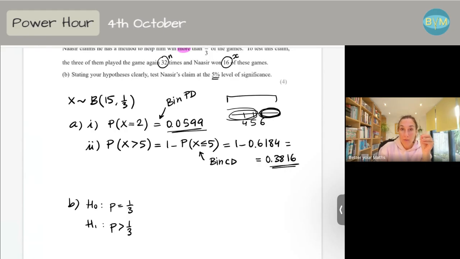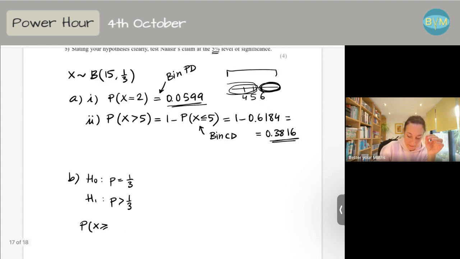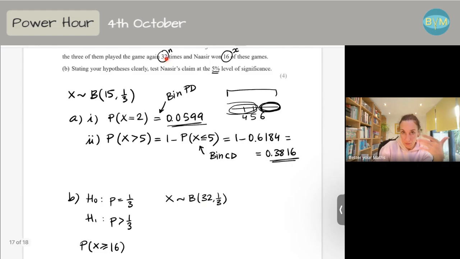And now what we are going to do is to check what is the probability of getting the observed value or more. So if we are testing greater, we are going to check what is the probability of X being greater or equal, always with the equal, the observed value, which is 16. And we have now a binomial 32, 1/3. 32 because we are doing 32 trials, and 1/3 because we are assuming this one correct until we prove the opposite.